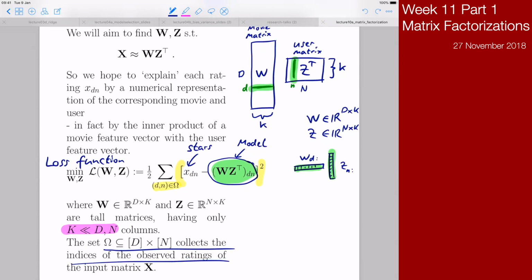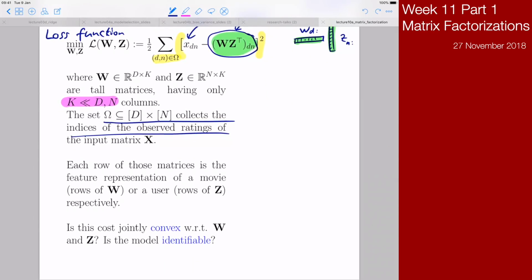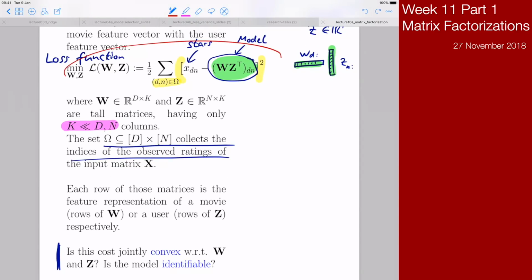Okay, so let's try. Can we optimize this? If you want to optimize this function, some questions come up. Is it actually convex? Can we find a minimum here? And is the solution unique? That's what we mean by identifiable in the end. You can help me a bit. Let's do maybe the easier part first. So identifiable. Here's my loss function.